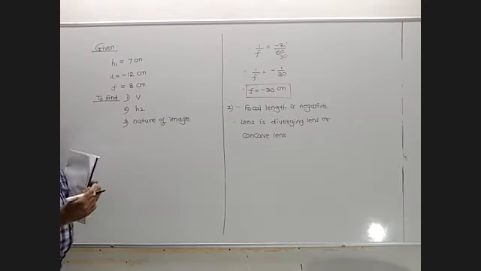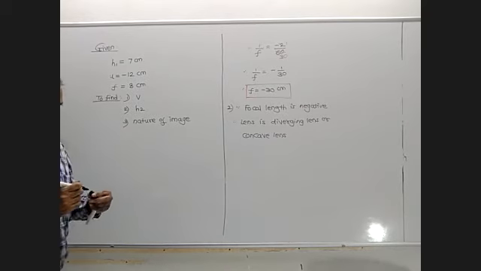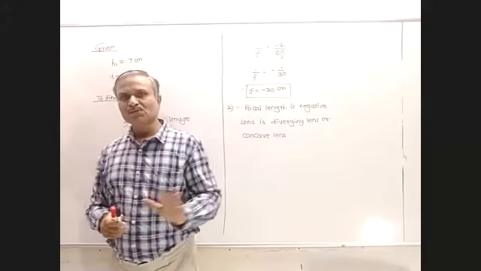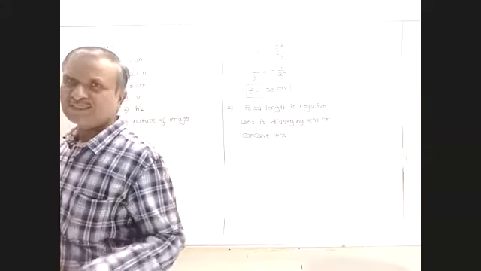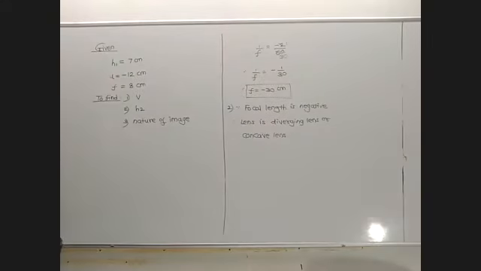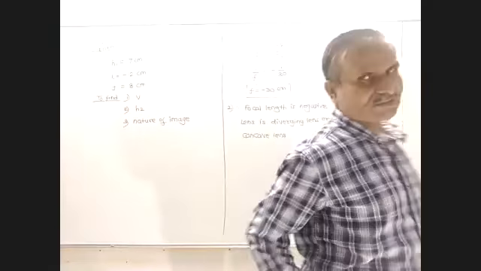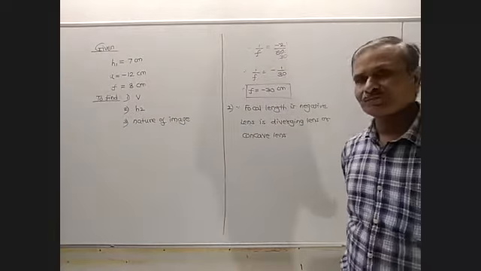Again, look, everyone should use the formula 1 upon v minus 1 upon u is 1 upon f. And from that, first tell me the value of v. Once you calculate v, tell me the answer, then only you should proceed further. Do the calculation on your own.